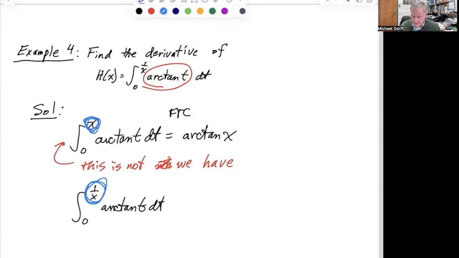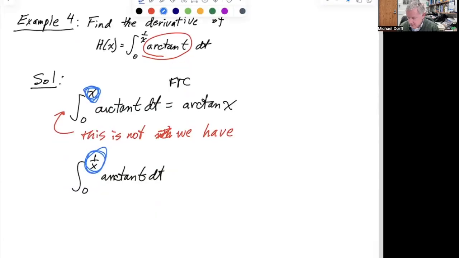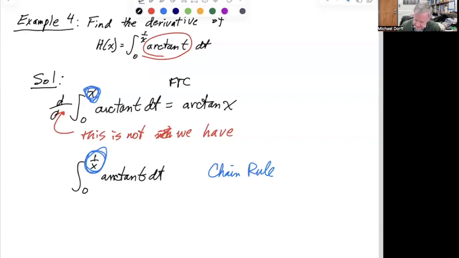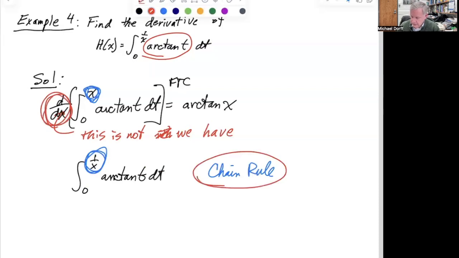How does that work in? Hopefully this is not a big surprise. We have to use the chain rule because we're doing derivatives here. We're taking the derivative of the integral. By the way, I made a mistake here, let me fix it. What I have here is d dx of that, by the fundamental theorem. I'm taking the derivative, so I've got to apply the chain rule.